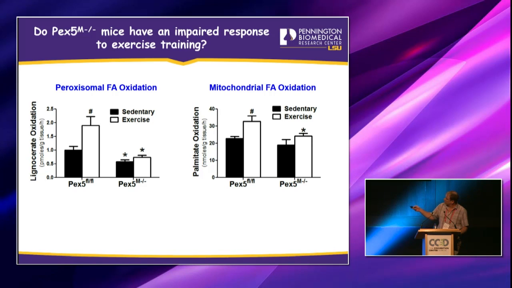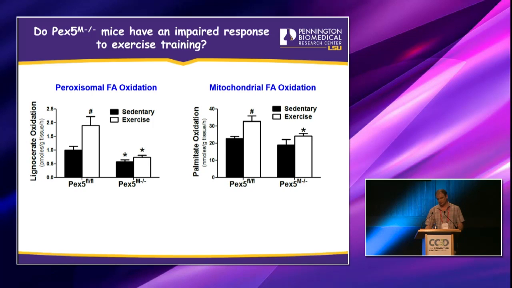So what we see when we measured lignoceric acid oxidation in our control animals, we saw about a twofold increase in peroxisomal function, whereas that was not seen at all in our knockout animals, which is completely what you'd expect and predict. However, when we looked at palmitate oxidation, this is what I found fairly interesting, is the fact that in our control animals, palmitate oxidation increased about 50%, but the ability of exercise to increase palmitate oxidation capacity in the knockout animals was significantly blunted.